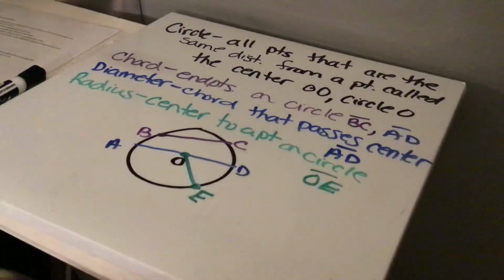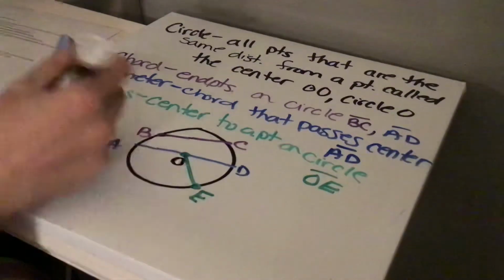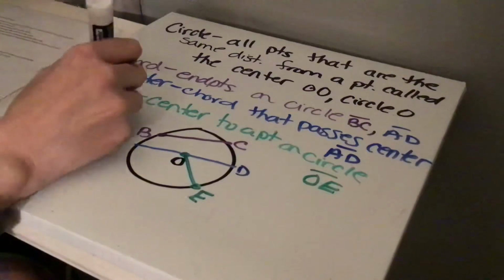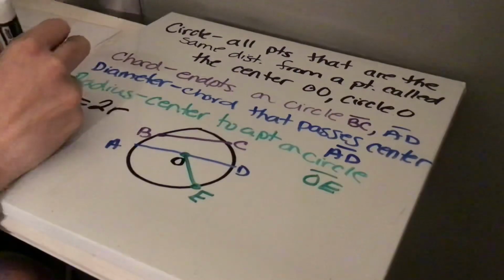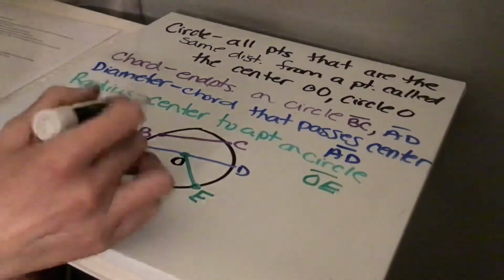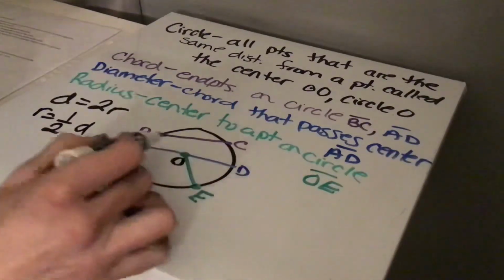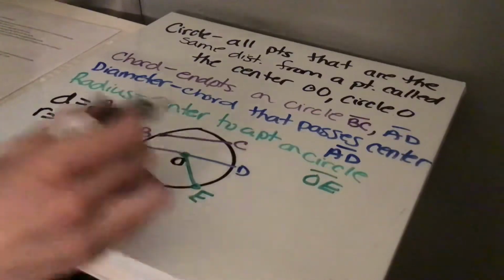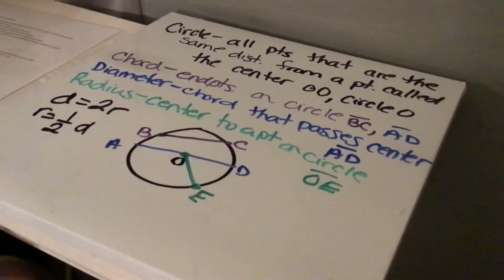So if we look at the relationship between a diameter and a radius, we can say that diameter is twice the radius, or we can say the radius is half a diameter, right? Because here's a diameter, so center to a point is the radius. So diameter is twice the radius, okay?